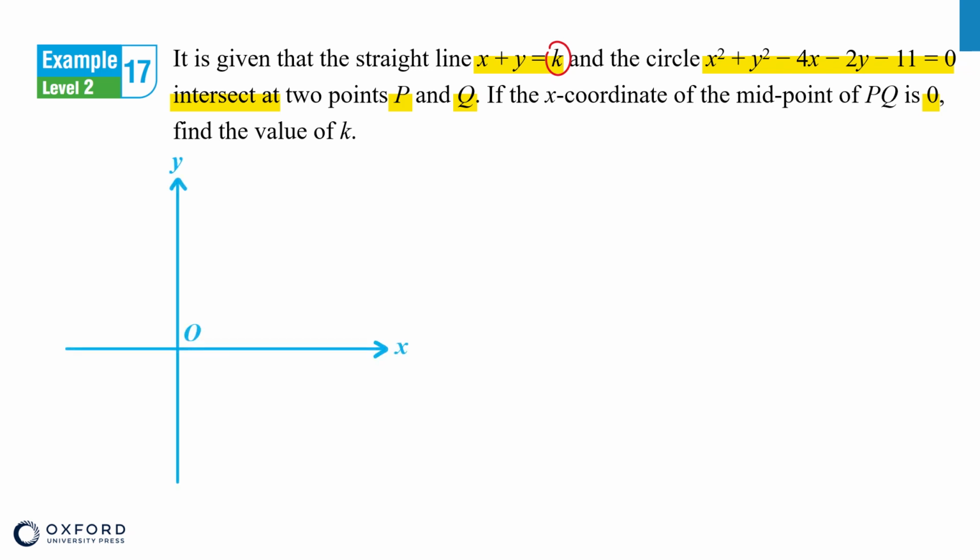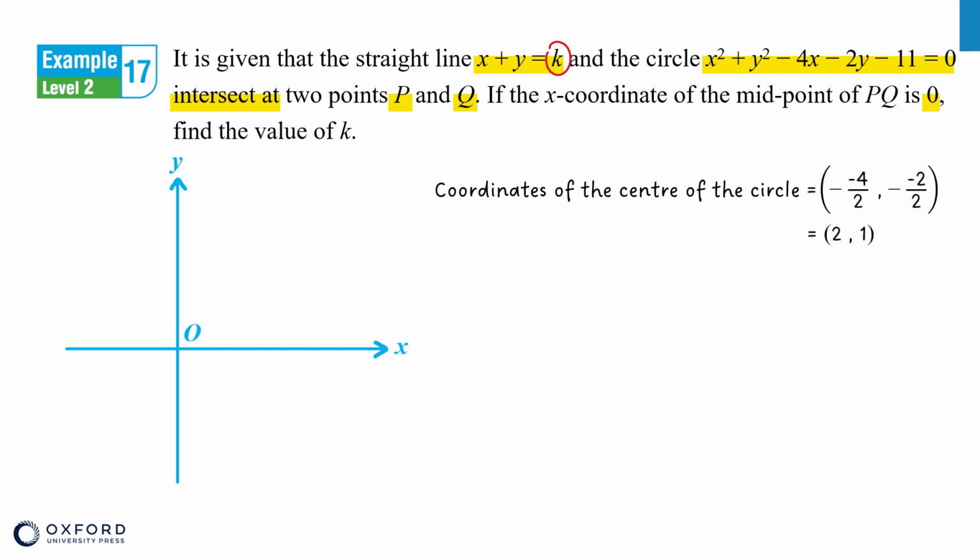The equation of the circle is given as x squared plus y squared minus 4x minus 2y minus 11 is equal to 0. So the coordinates of its center are (2, 1). Mark the approximate position of the center and sketch a circle.